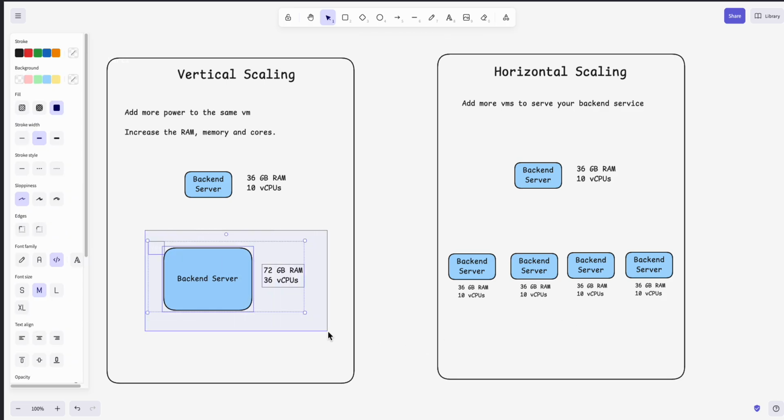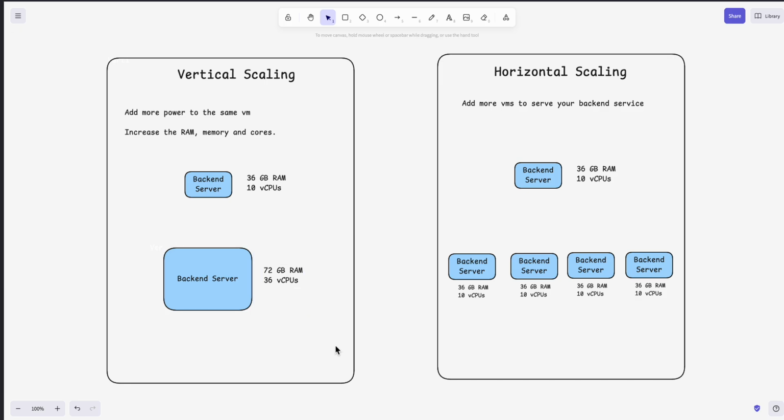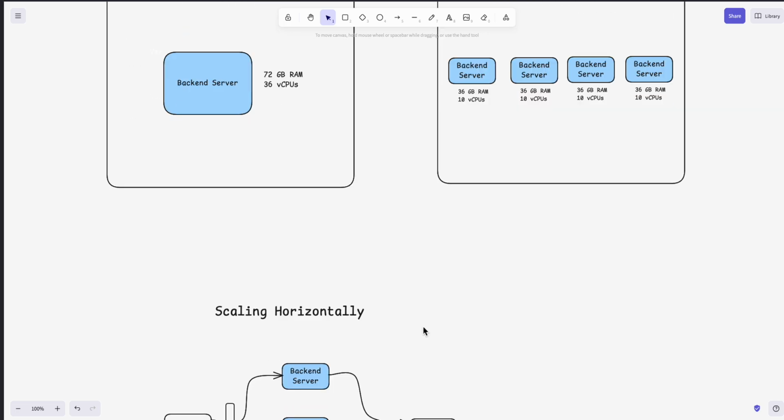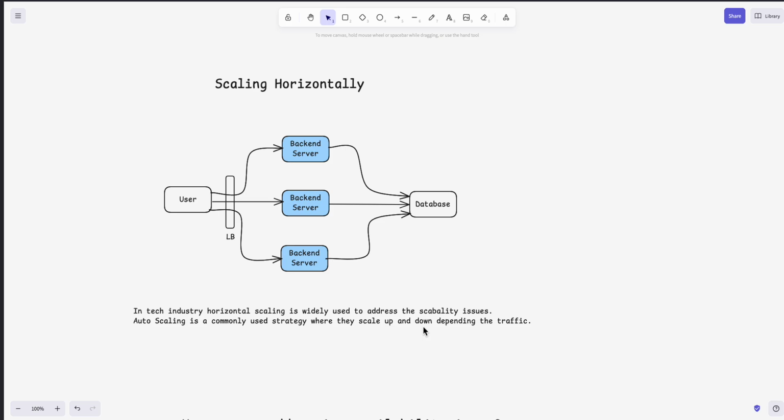Now, is that possible in vertical scaling? Can you add unlimited power to a single machine? No, that's not possible. You cannot add unlimited power to a single backend server. So the better way is to use horizontal scaling. Add a single VM to your cluster and depending on the traffic it will serve the purpose. That is what horizontal scaling is. In almost all tech companies, all SaaS software companies, most of them use horizontal scaling to scale their systems.